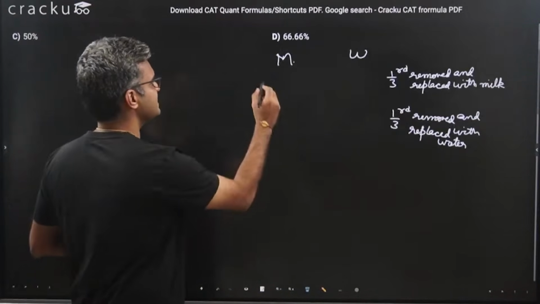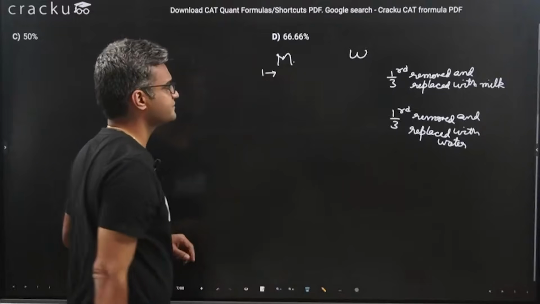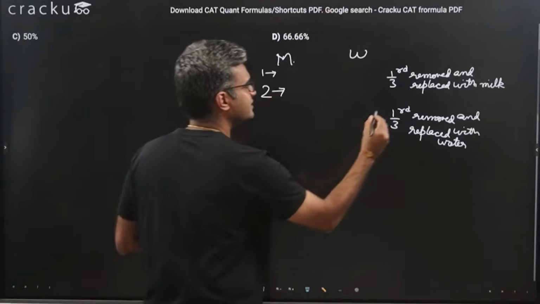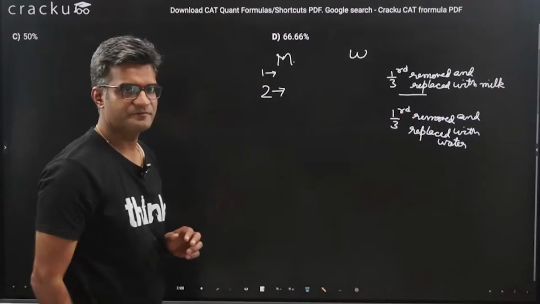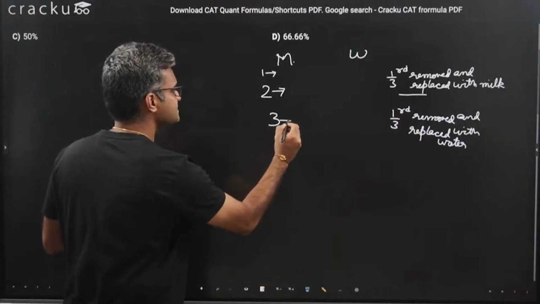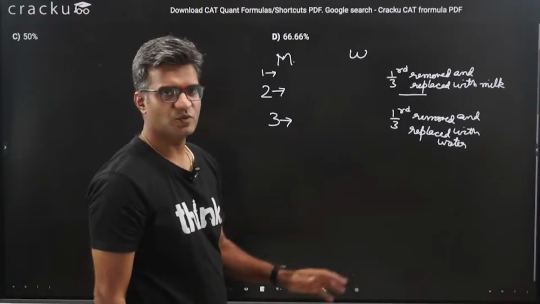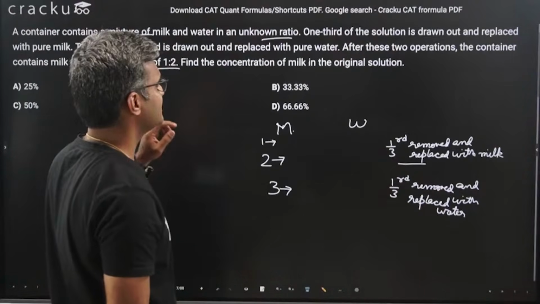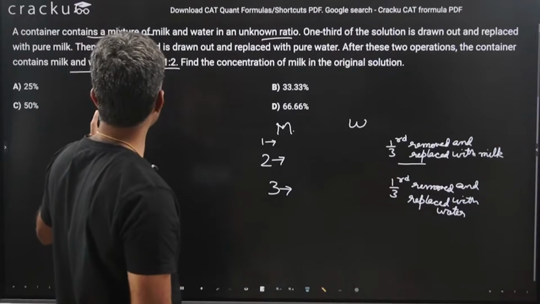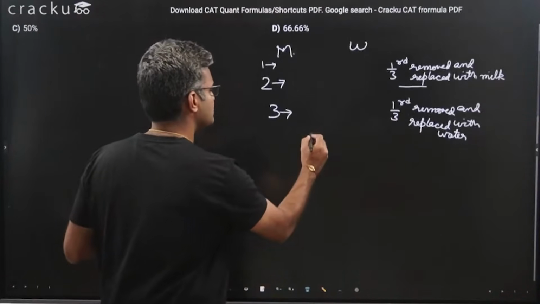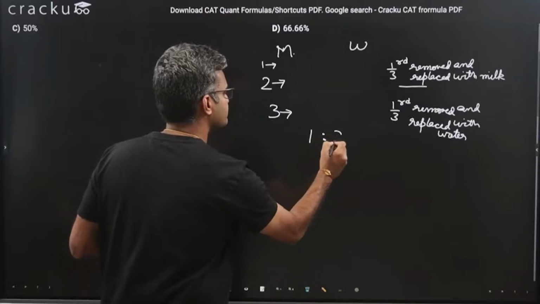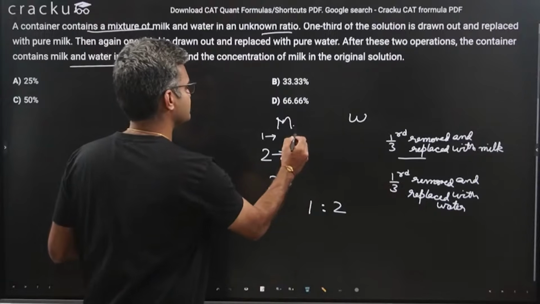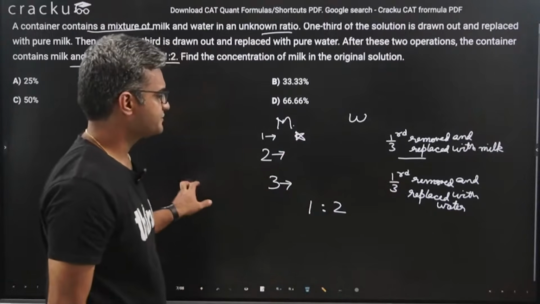So basically, there was one ratio initially of milk and water. Then another ratio comes after 1/3 is removed and replaced with milk. Then another ratio comes after 1/3 is removed and replaced with water. We are now told that after these two operations, the ratio is 1:2. What we are asked to calculate is the concentration of milk in the original solution, what happened at the start.